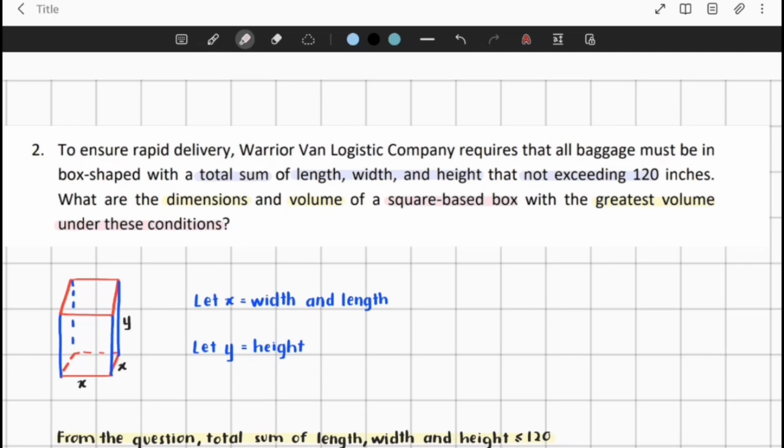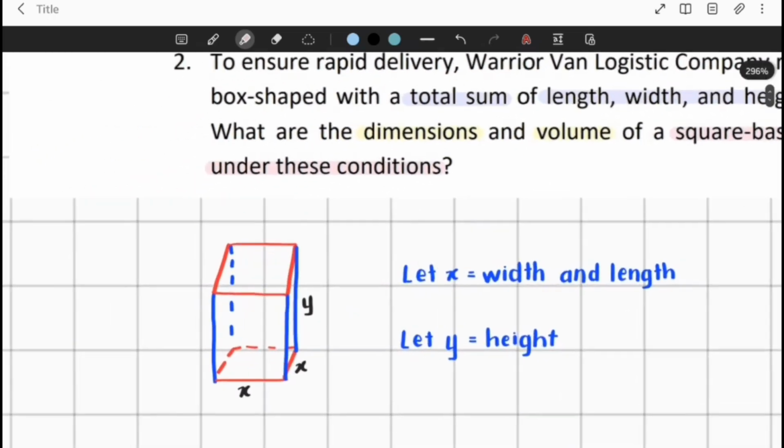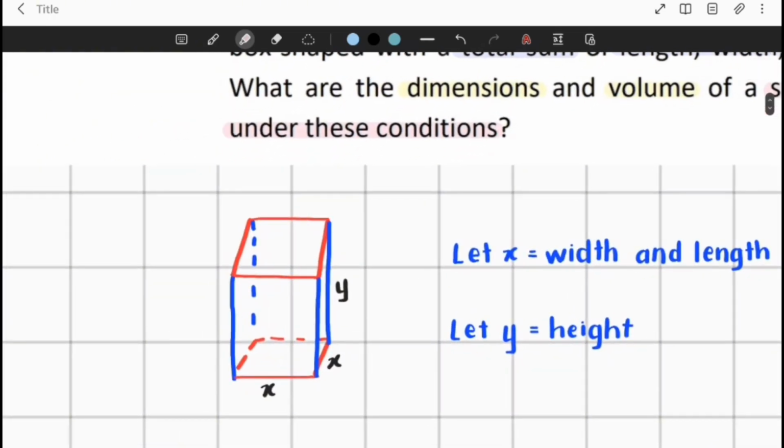So to sum up, the question asks about what are the dimensions and volume of a square base box with greatest volume under this condition, which the condition is total sum of length, width and height not exceed 120 inches. So first, let's draw the visual of what the question wants. This is the visualized box that I draw to answer the question better.